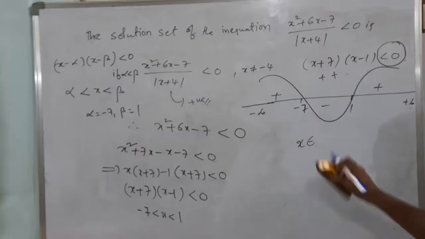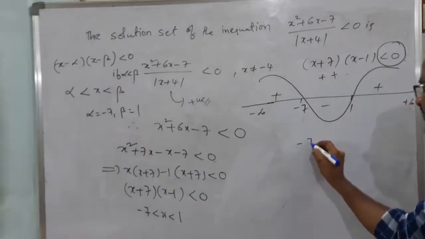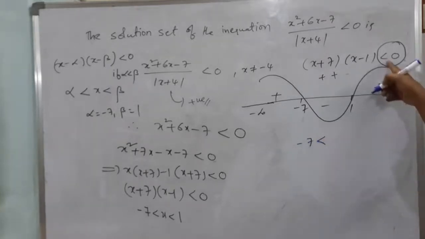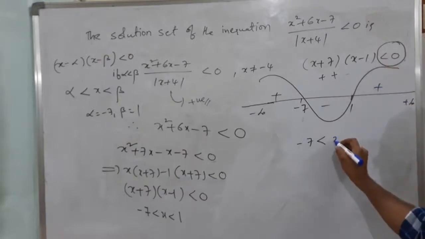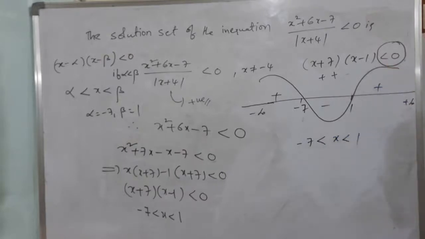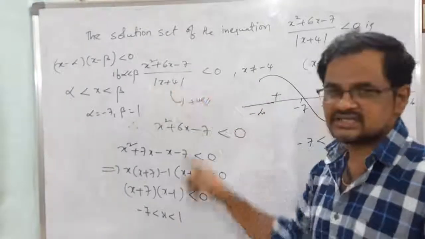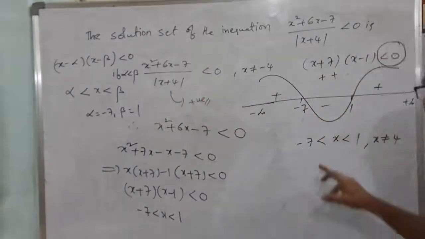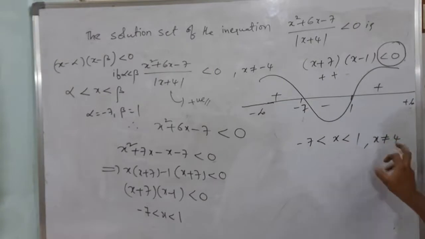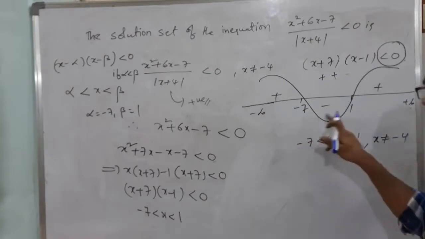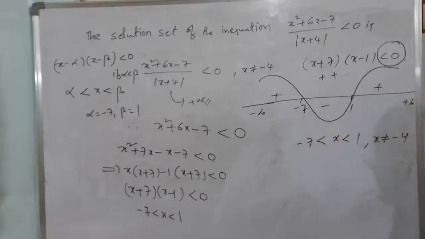So x belongs to where? You can write minus 7 less than x, strict inequality, because here strict inequality is there, and x less than 1, right? And also along with this one, x not equal to minus 4. This one carefully you have to take, because in the denominator x plus 4 is there. Between minus 7 to 1, minus 4 is there, right? That one we have to avoid.